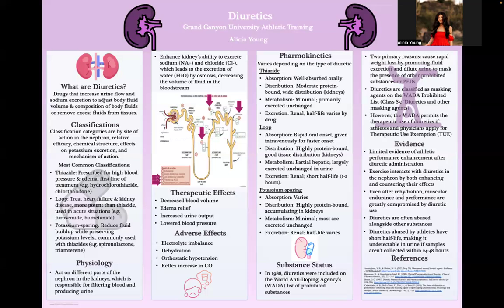They may lead to hypokalemia, which is not enough potassium, while potassium-sparing diuretics may cause hyperkalemia. So this would be an example of that imbalance of potassium.